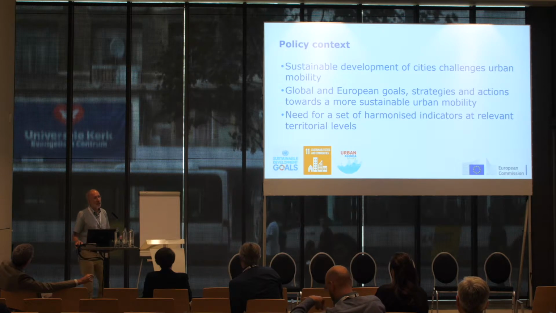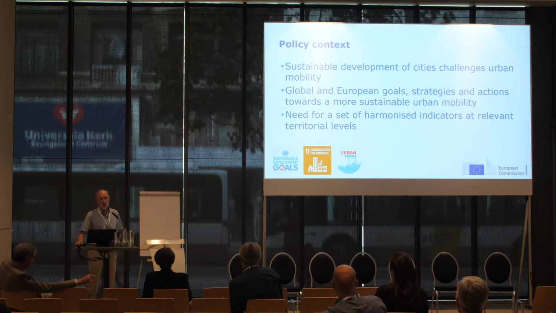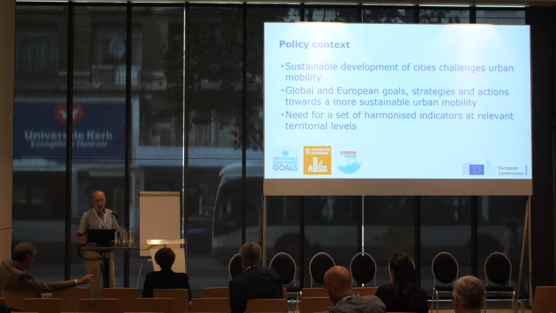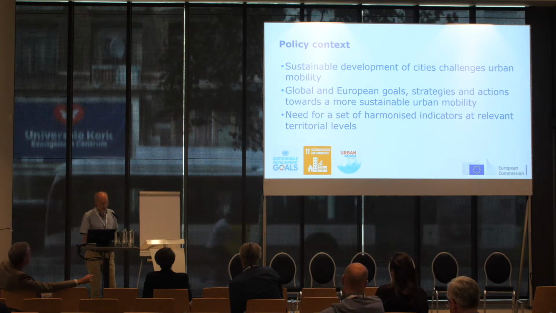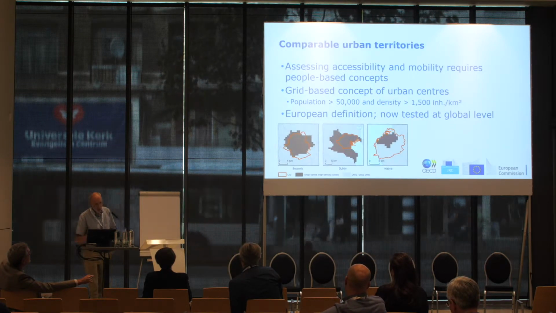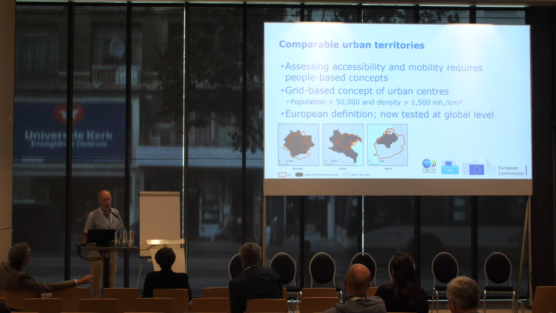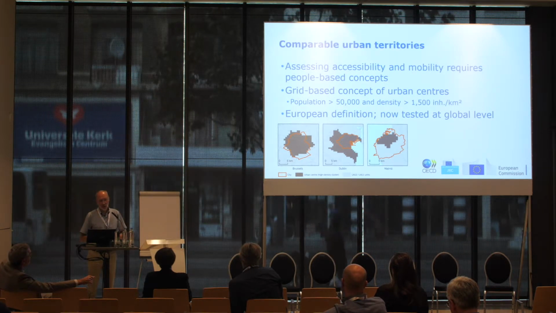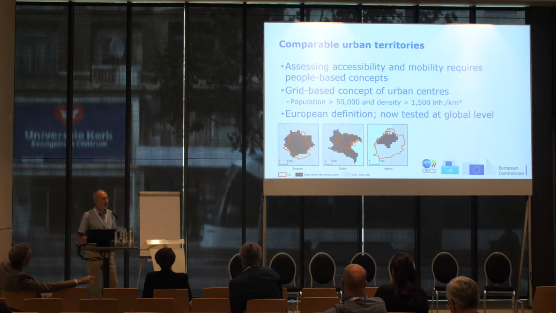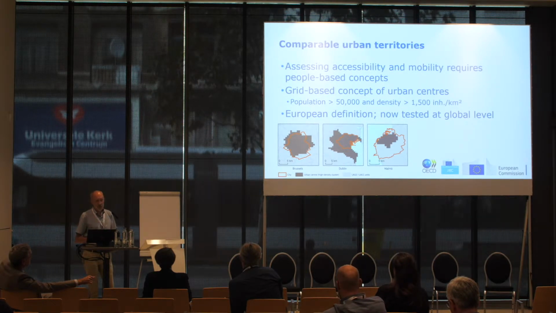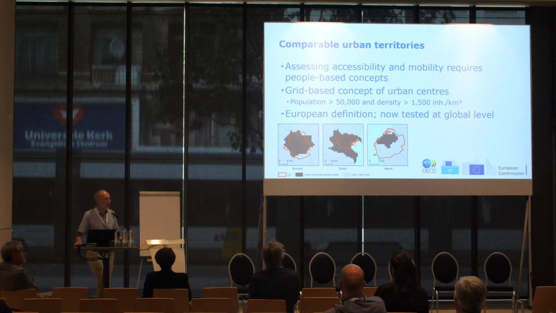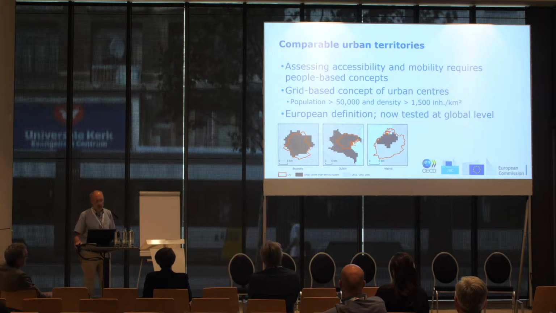But to underpin these policies, there's a clear need to be able to assess situations and trends on the ground by means of harmonized indicators at relevant territorial levels. So speaking about these territorial levels, what is crucial here is that we compare what is comparable in a spatial way. Now, assessing accessibility and mobility requires people-based concepts because both accessibility and mobility are clearly related to services provided to population in urban areas.